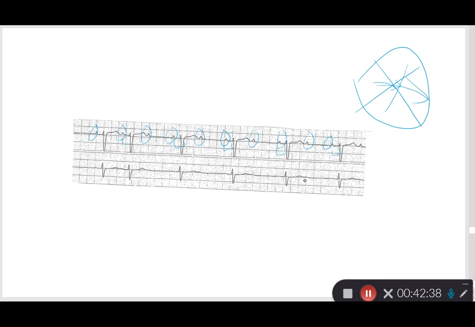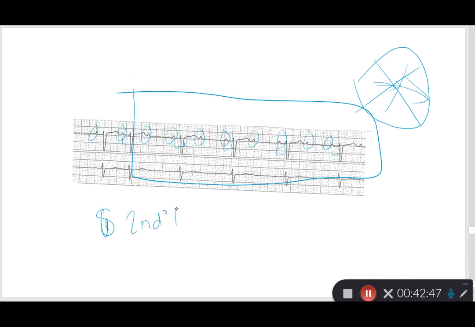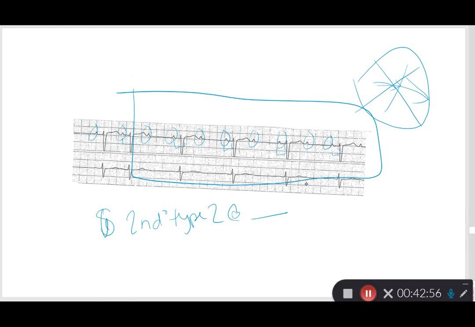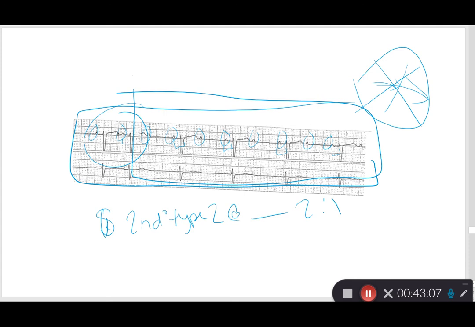Now, if I was just looking at this portion of the strip, I have a second degree type 2 at however many beats per minute. And just looking at this portion, I have a 2-to-1 conduction ratio because I have 2 P waves for every QRS. If I look at this whole strip in general, we can see down here, I only have 1 P wave per QRS. So it would be a variable conduction ratio.